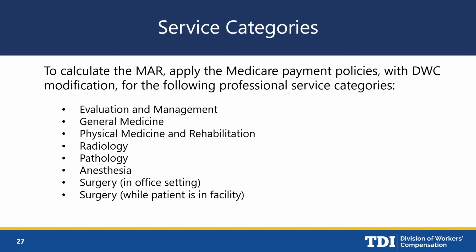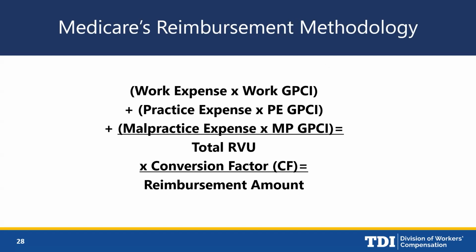Say your doctor does surgery in the office, that's in an office setting, or surgery while your patient is in a facility. Those bills are professional bills, and the MAR, or the maximum allowable reimbursement, can be calculated through 134.203. We use the Medicare payment policies, remember? And that includes a very sophisticated way of assigning a relative value to that service. So if you want to know the long calculation from Medicare, we've got it right here for you.